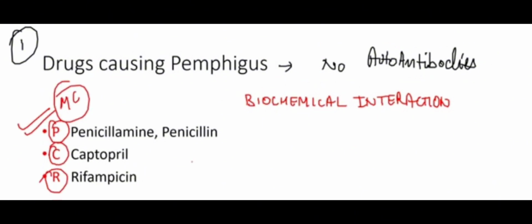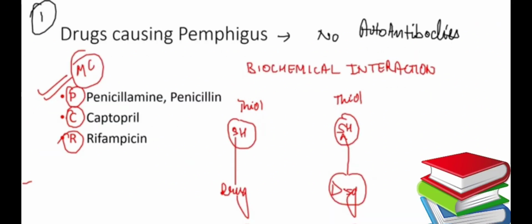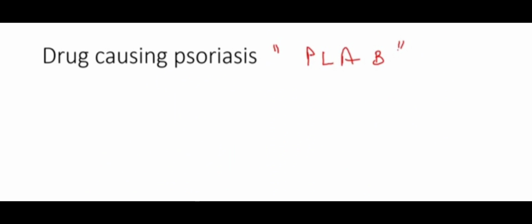You have to remember that the most common cause is penicillamine or penicillin. For the drugs that are causing pemphigus, there are no antibody associations, and the drug reaction is due to biochemical interaction. In the case of penicillamine, the thiol group of the drug reacts with the thiol group of the desmoglein, causing the pemphigus. Next comes the drugs causing psoriasis.